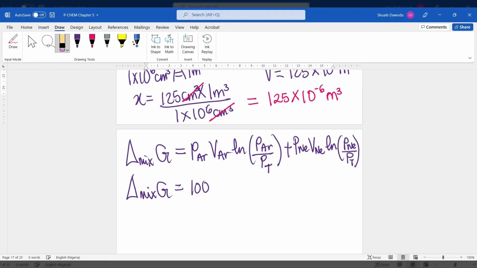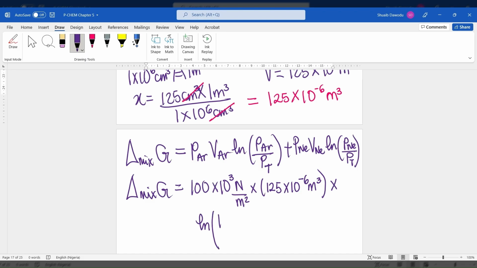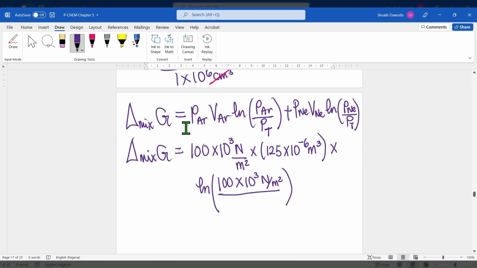So 100 kilopascal, or 100 times 10 raised to the power of 3 Newton per meter squared, multiplied by the volume, which we know now to be 125 times 10 raised to the power of negative 6 meter cube, multiplied by ln of the initial pressure, which is just 100 times 10 raised to the power of 3 Newton per meter squared, divided by the total pressure, which is what we've solved, 200 kilopascal. So 200 times 10 raised to the power of 3, because kilo, Pascal, Newton per meter squared.